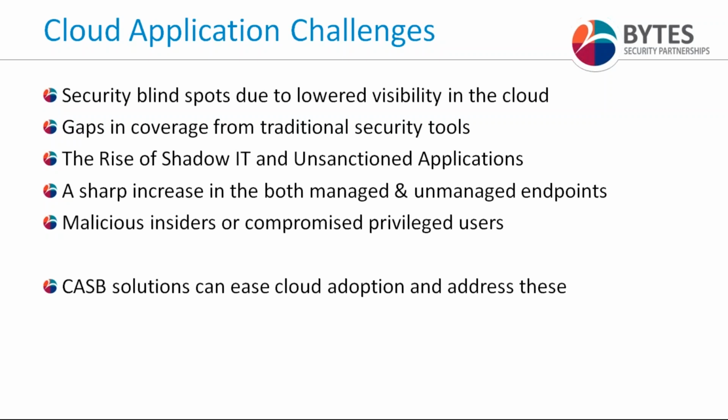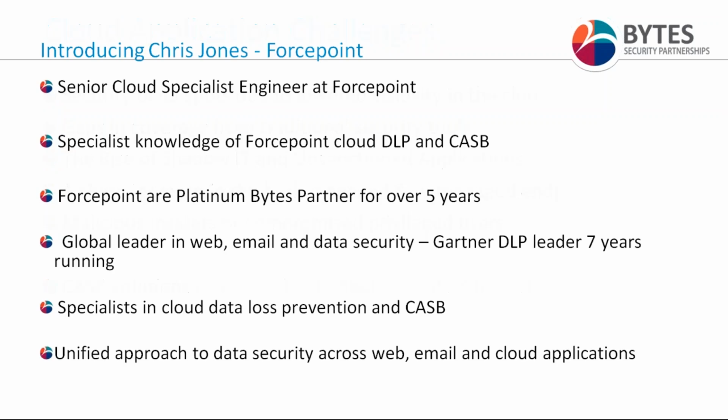Concurrent to that, there has been a significant rise in shadow IT and unsanctioned applications, people spinning up different clouds and different infrastructures to get around the sanctioned applications that are there and to enable them to do the jobs that they want to do. There is no let up in the amount of malicious insiders and compromised privileged users, and all of the challenges that you would face on premise are there in the cloud to a greater extent. What Chris will take you through today is how CASB solutions can ease cloud adoption and can help address some of these challenges.